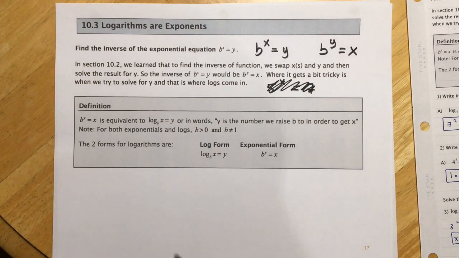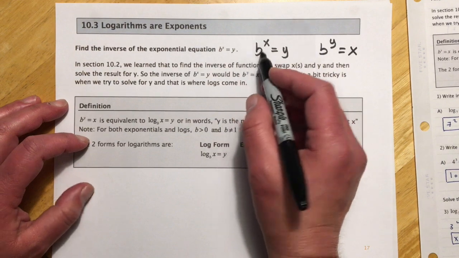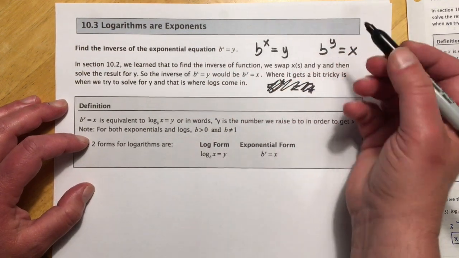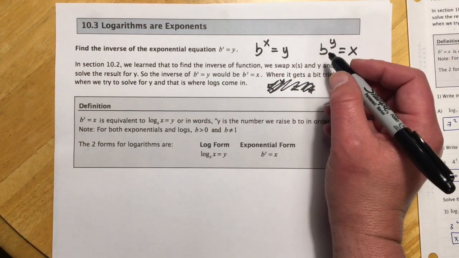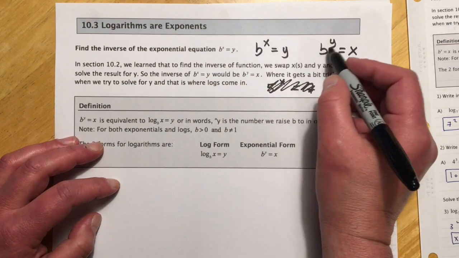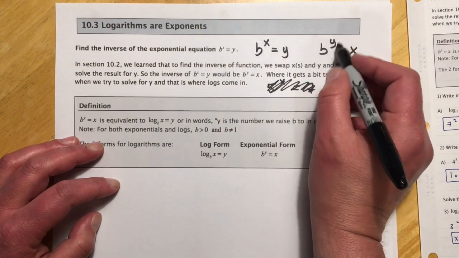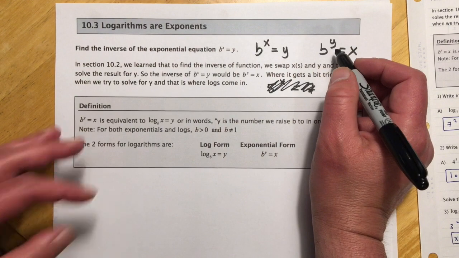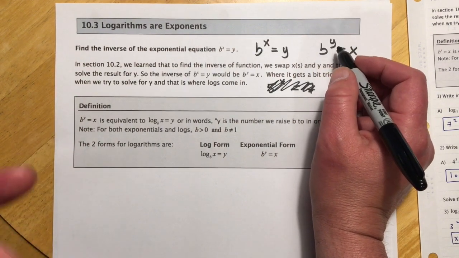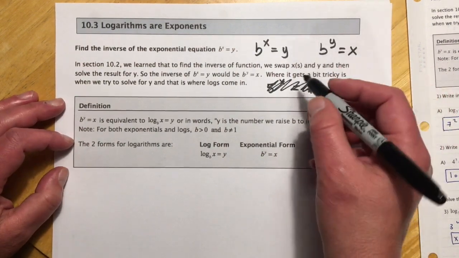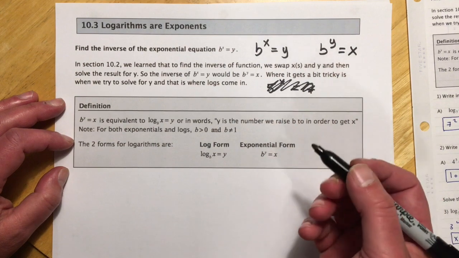Okay, this is section 10.3. Logarithms are exponents. So in 10.1 we had the exponential equation, b to the x equals y. In 10.2 we learned about inverses, so if I took the inverse of this, it would be b to the y equals x. That y is pretty tricky to solve for, which would be our next step in finding the inverse. And that's where this definition of a log comes in.